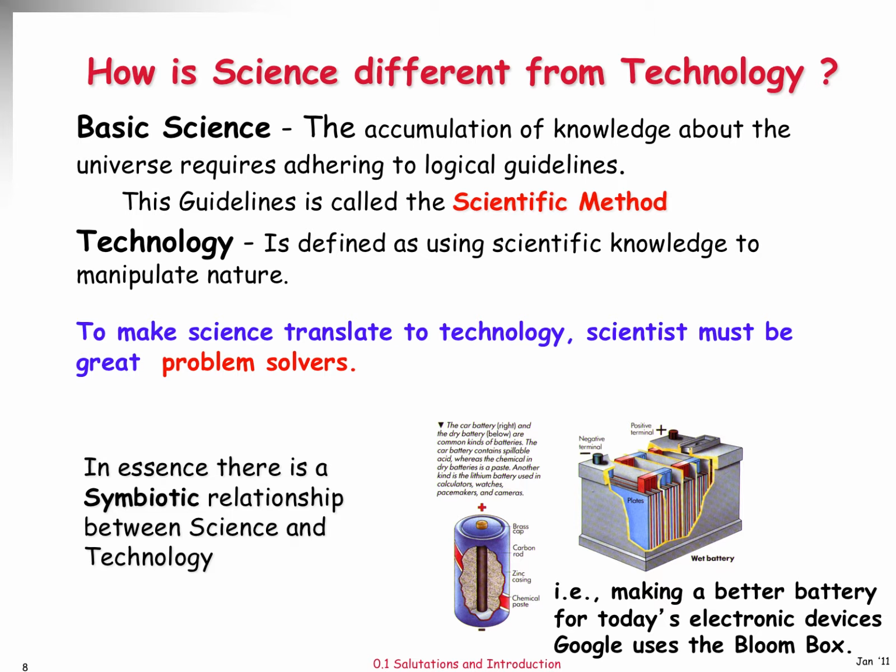Some of the problem solving that they do in today's world is making better batteries. Our car batteries are still that design, which hasn't changed very much. The car battery that you see today in our cars is no different from what was first brought in the 1930s, 1940s. But the AA and AAA batteries have been refined.